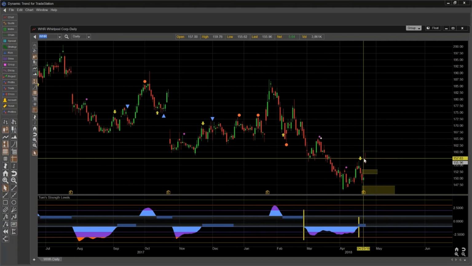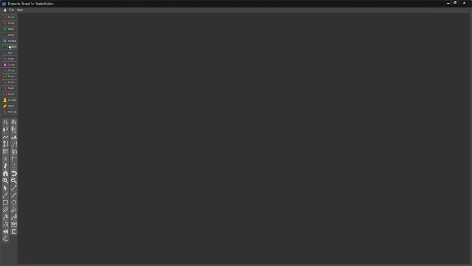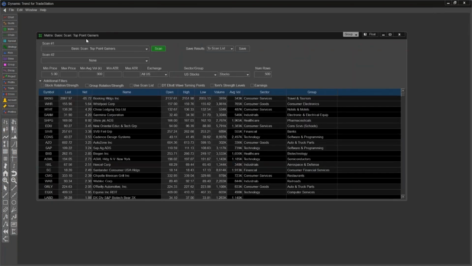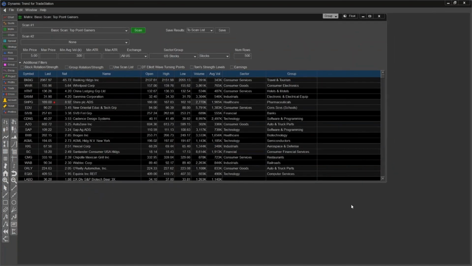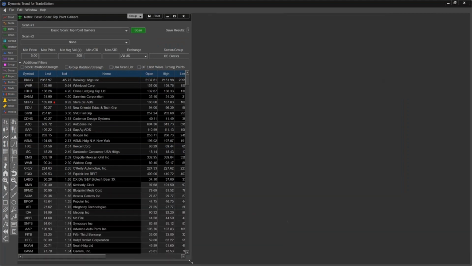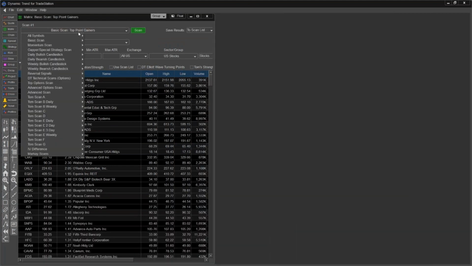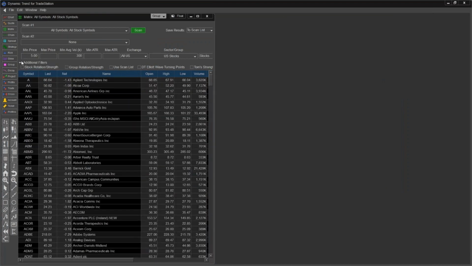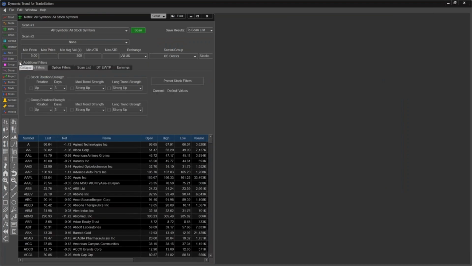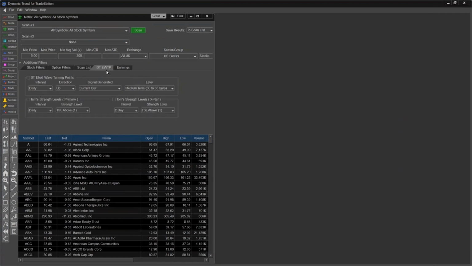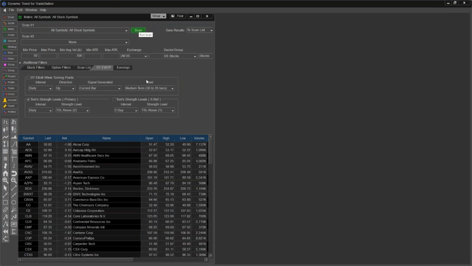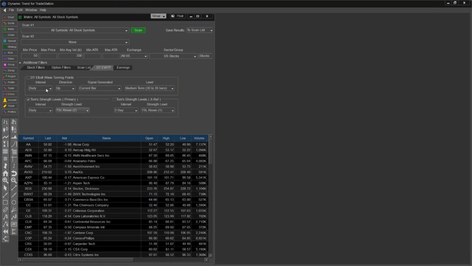Well, how can we trade with this? Well, the best thing to do is you come to your matrix, okay, and I'm going to set it up like this, and I'm going to set this up for all symbols. Then we're going to come to additional filters, go to LA wave, and Tom's strength levels. And I want it to be, say, for example, greater than 2. And I'm only going to look for stocks greater than 50 for now. So these are the stocks that the TSL is greater than 2.